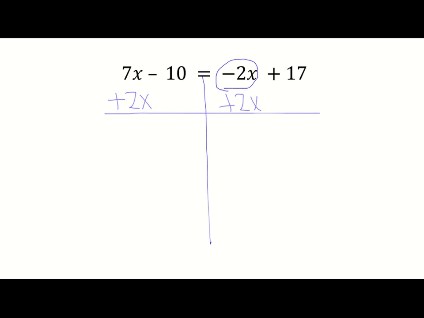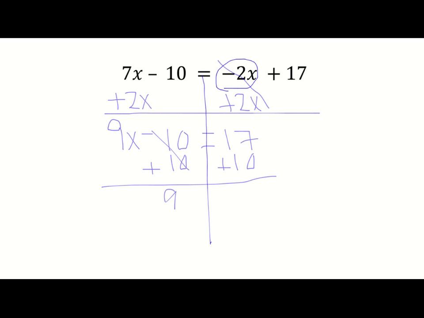So when I add 7x and 2x, remember, you're just adding the coefficients. So this is 9x. We still have the minus 10, and that's going to equal, on the other side, negative 2 plus 2, they cancel each other out, so we just have the 17. Now we're left with the two-step equation to solve like we had done in previous lessons. So to get 9x by itself, we're going to want to add 10 to both sides. So we have 9x. And 17 plus 10 is 27.